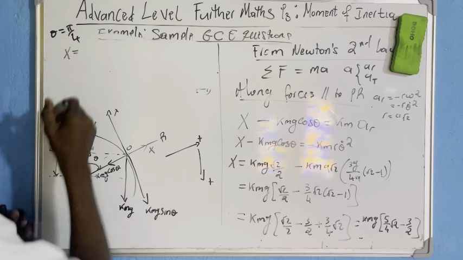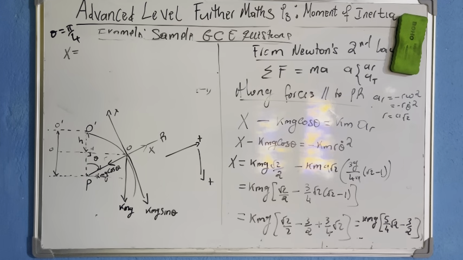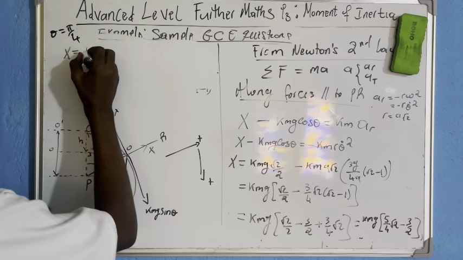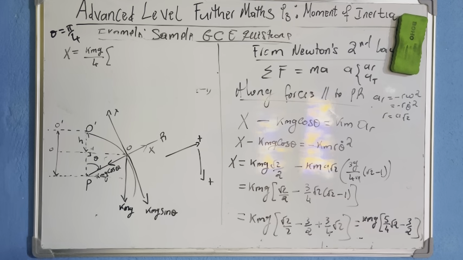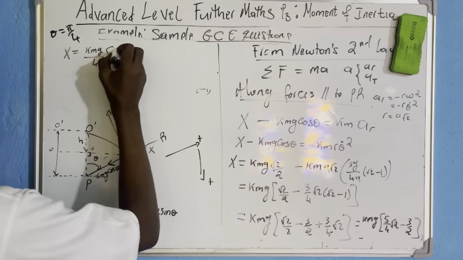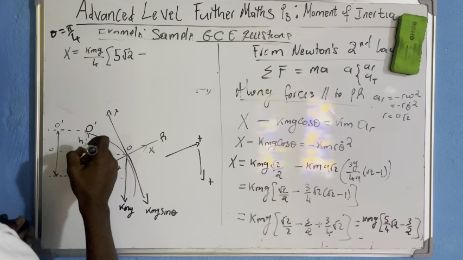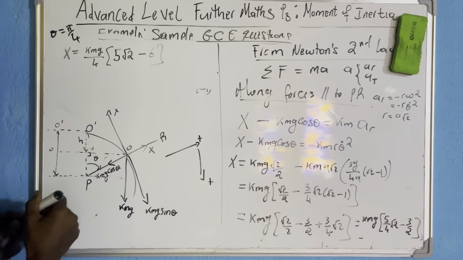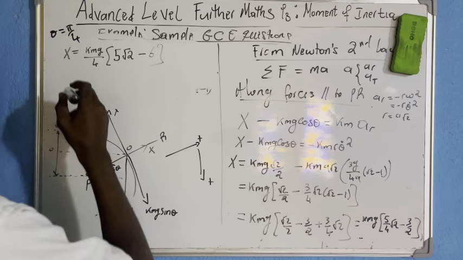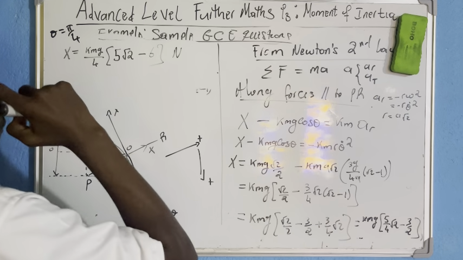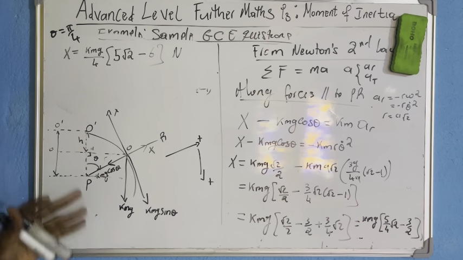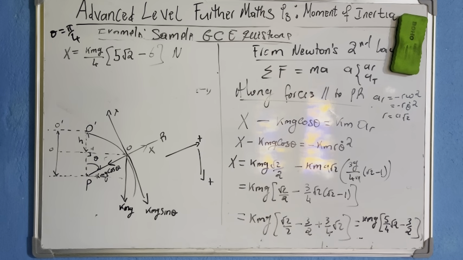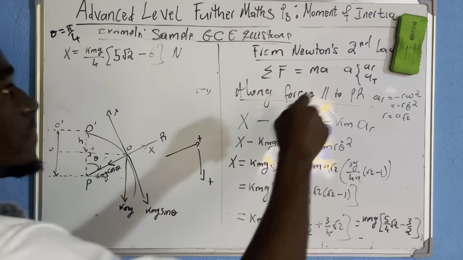So my x is simply equal to, 4 is common there, I can factorize 4. I'll have kmg all over 4 into, when I factorize 4, you see that I will stay with 5 root 2, then minus 6. When I factorize 1 over 4 outside. So there is the value of x. You put your newton because it's a force. There is the value of x, the component of the reaction force which is parallel to PR.